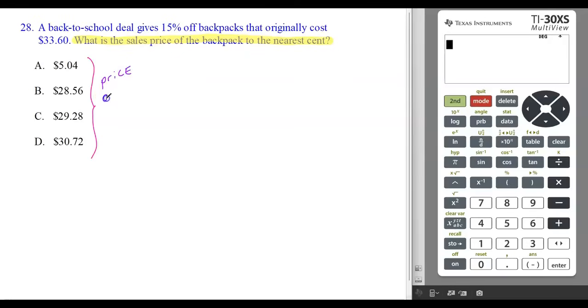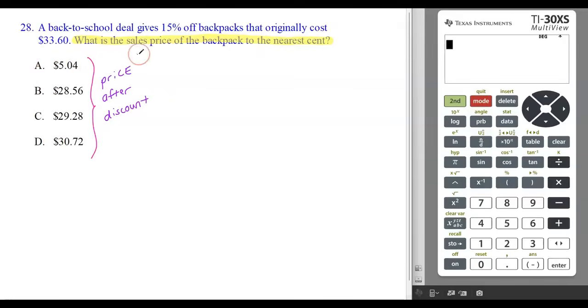Price of backpack after discount for the deal. So in other words, our answer choices are telling us what the new price of the backpack is after there's a 15% discount. Will the new price of the backpack be $5.04 or $28.56? There's probably one answer choice I think I can eliminate right away if I need to guess here. I mean, the backpack's $33.60. It's just a 15% discount. I don't think the new price would be this low. So A could probably go, and then you'd have a better chance of guessing.